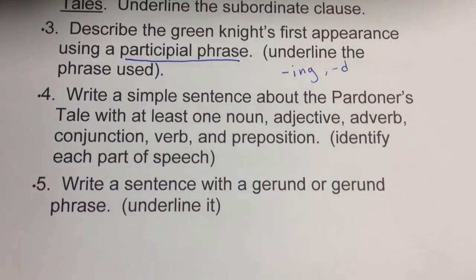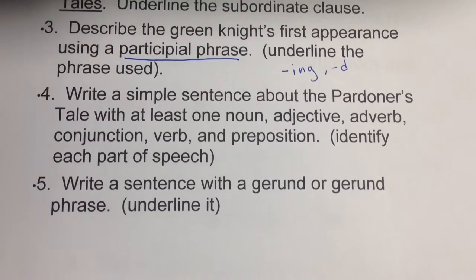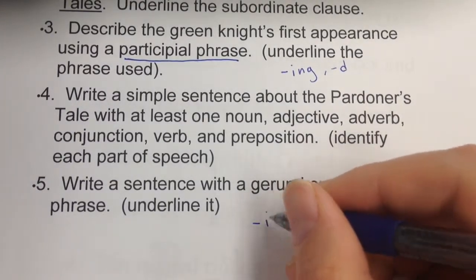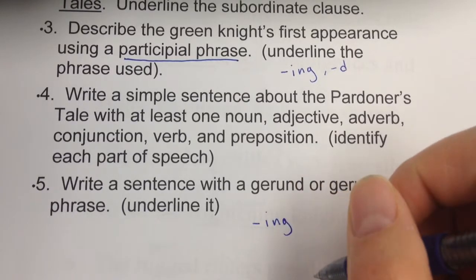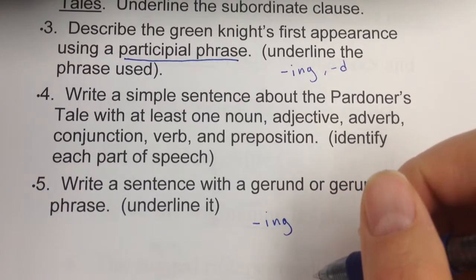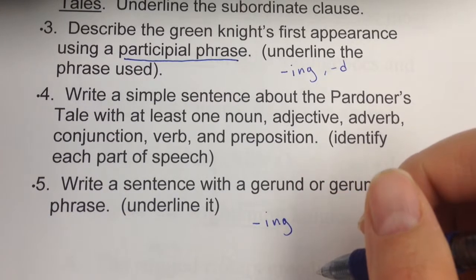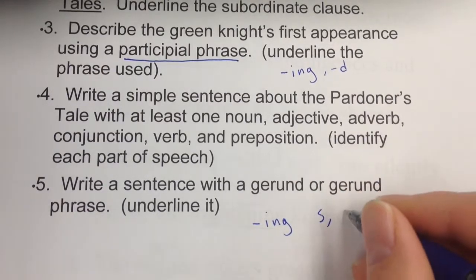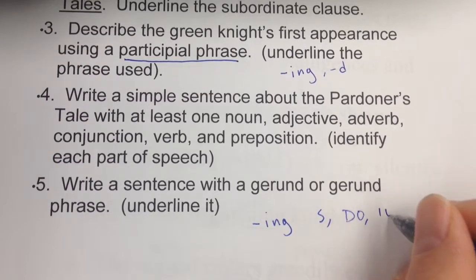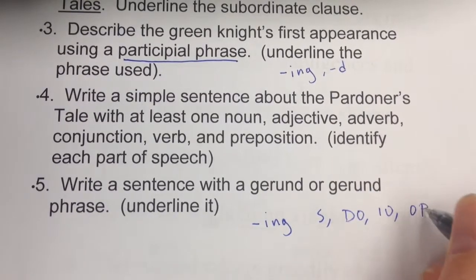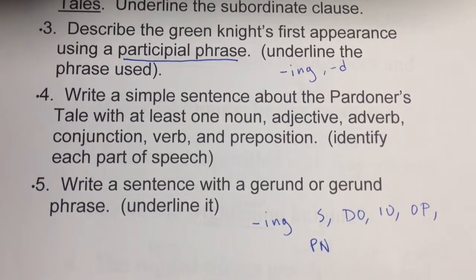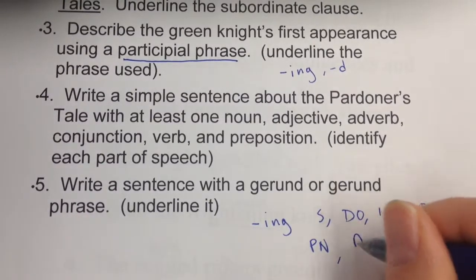5. Write a phrase with a gerund or gerund phrase. And that's pretty simple. A gerund phrase is going to have a first word that ends in -ing, and the whole phrase will be used as one part of speech: one noun in the sentence. And the noun functions are subject, direct object, indirect object, object of a preposition, predicate nominative. So these are the noun functions that a gerund will do. I guess it could also be an appositive.